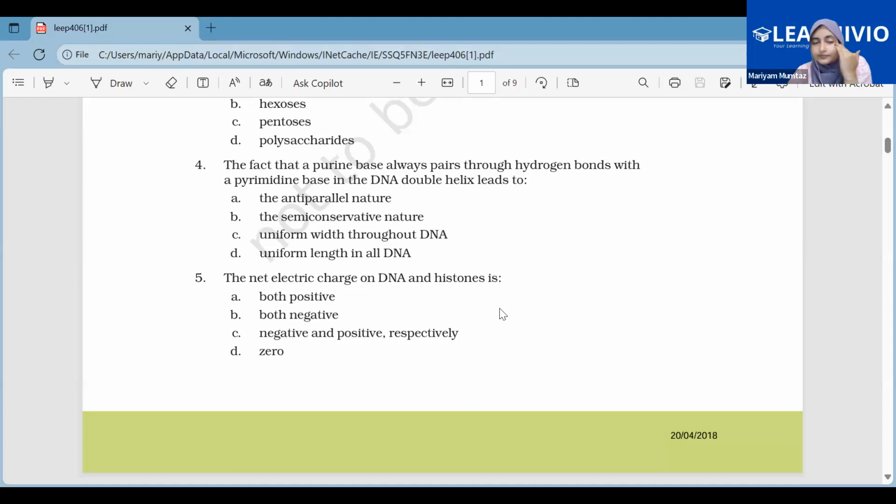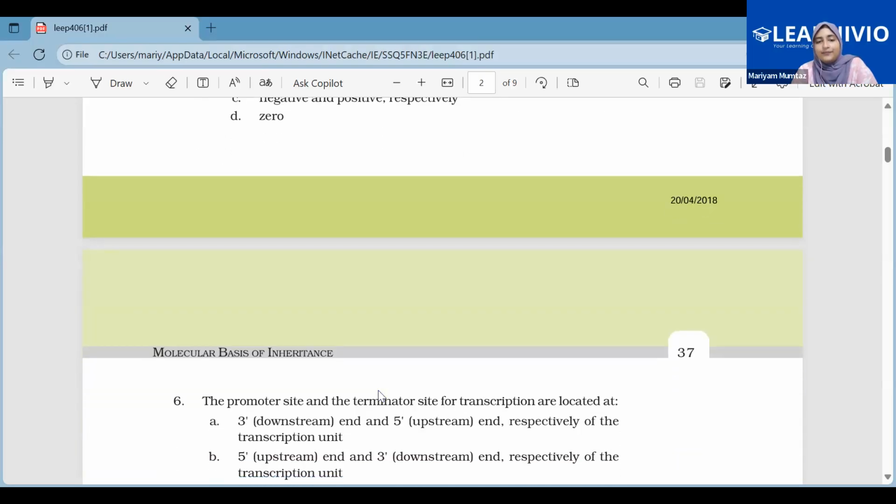The net electric charge on DNA and histone is negative and positive. Why is histone positively charged? It is because they're rich in positively charged amino acids, right? Yeah. So which 2 amino acids make it positive? Lysine and arginine. Very good. Okay. Next question.